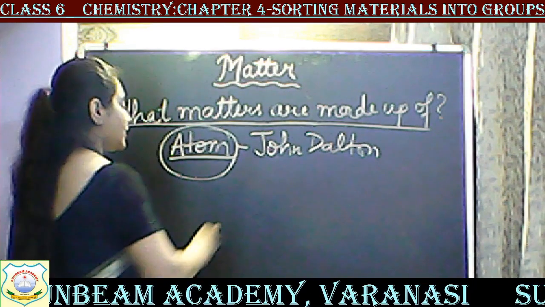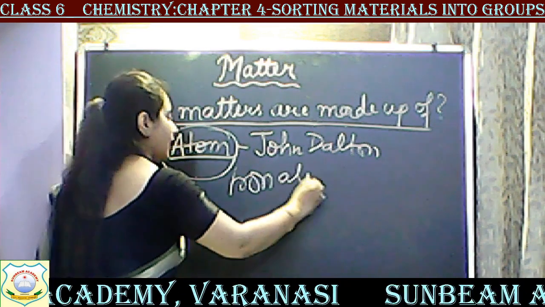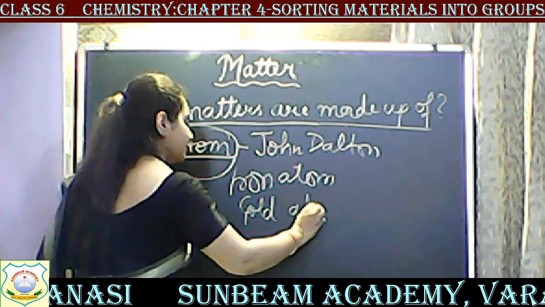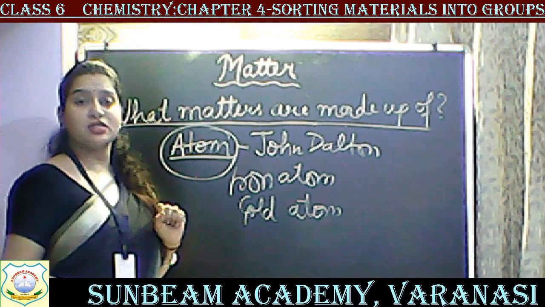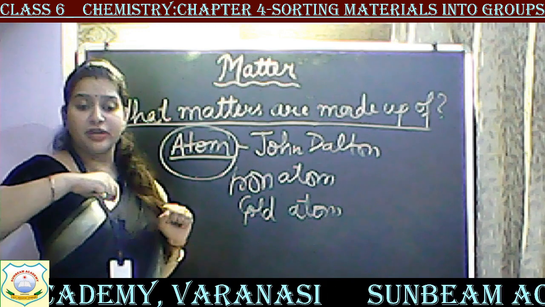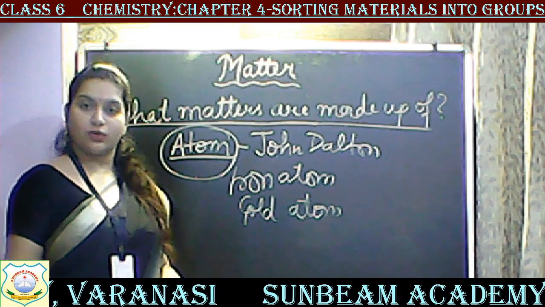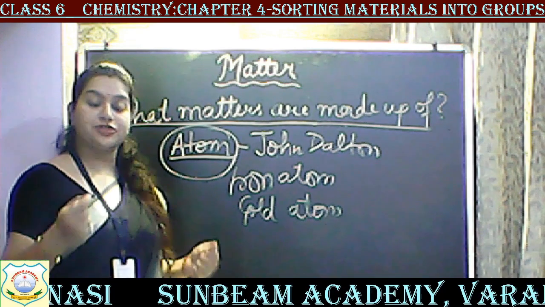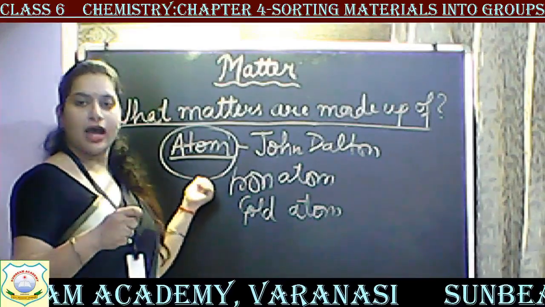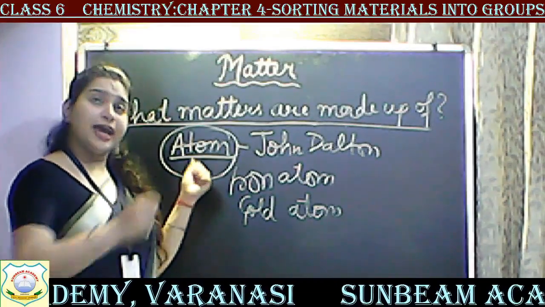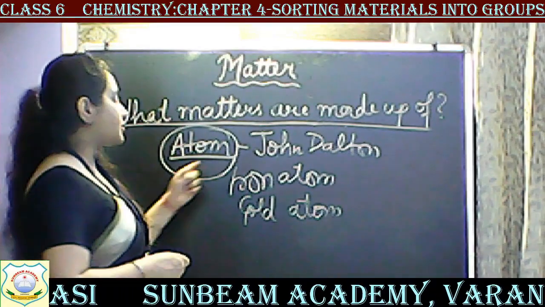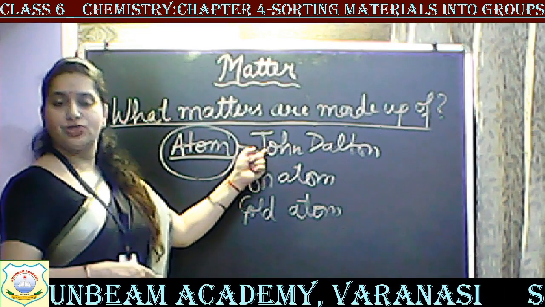The smallest piece of iron is called iron atom. The smallest piece of gold is called gold atom. And what is that smallest piece? The smallest piece that cannot be further divided, so small that we cannot see it with our eyes. That smallest particle is called atom. Clear? Everything around us is made up of atoms. Atom was first proposed by John Dalton.